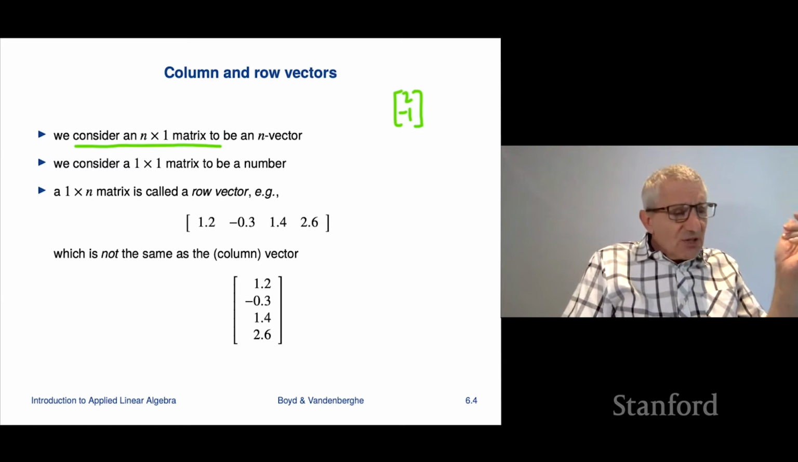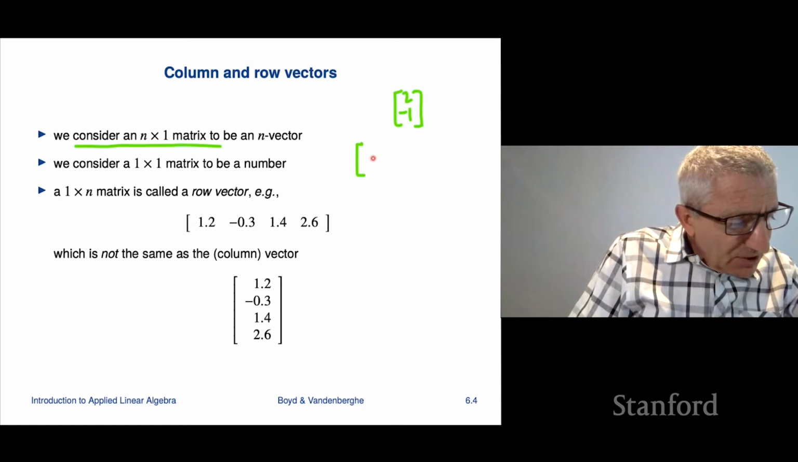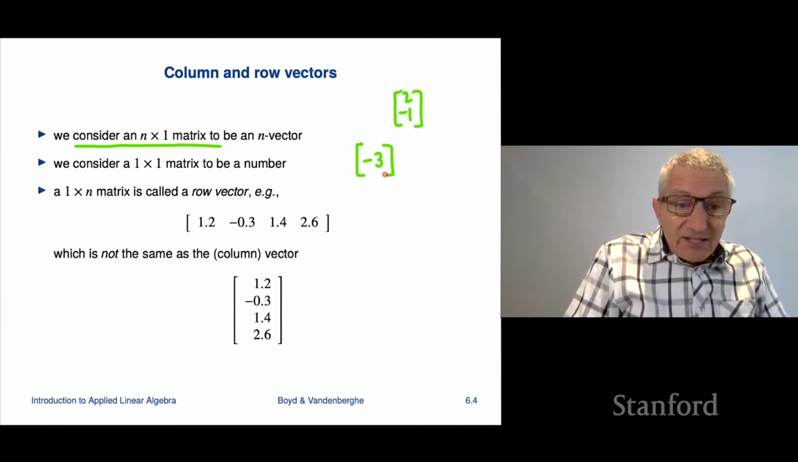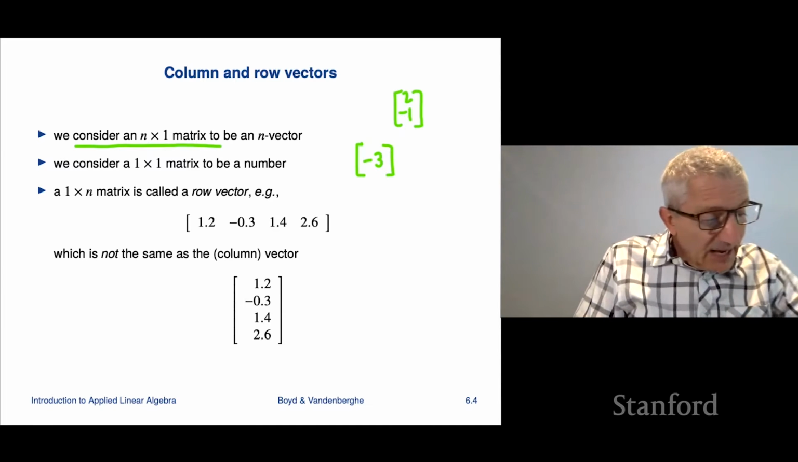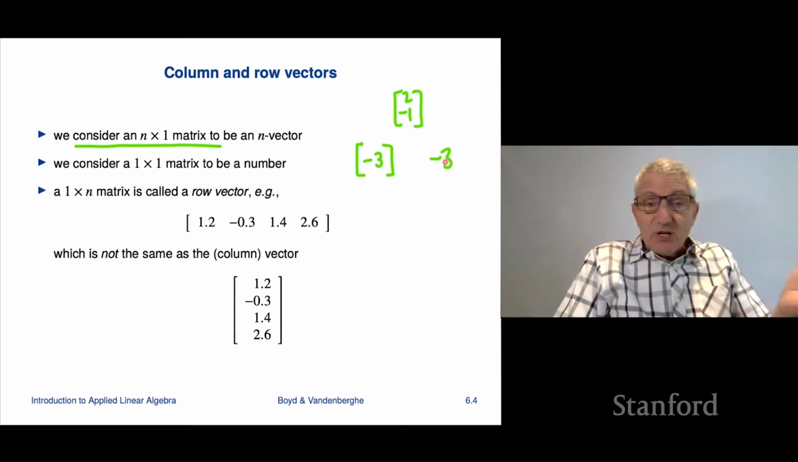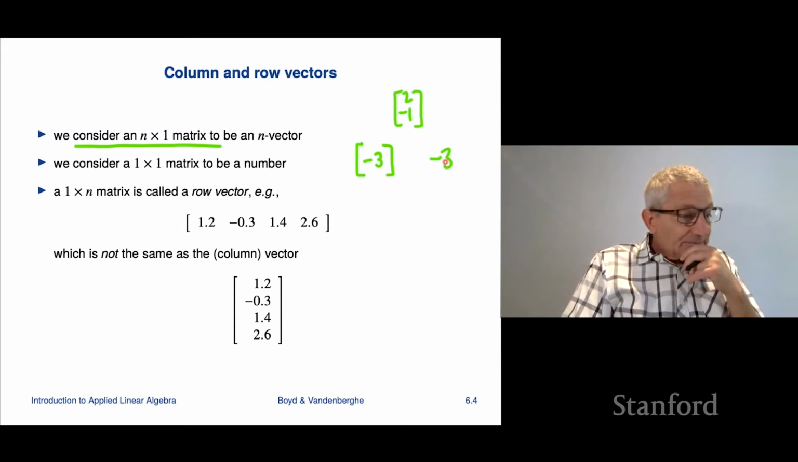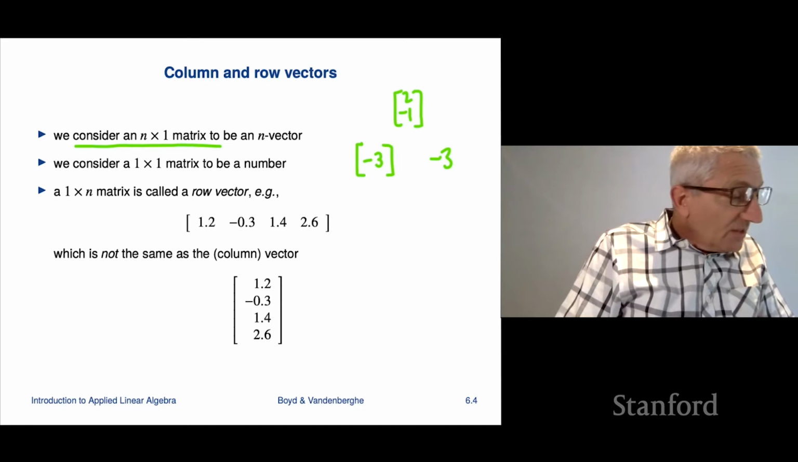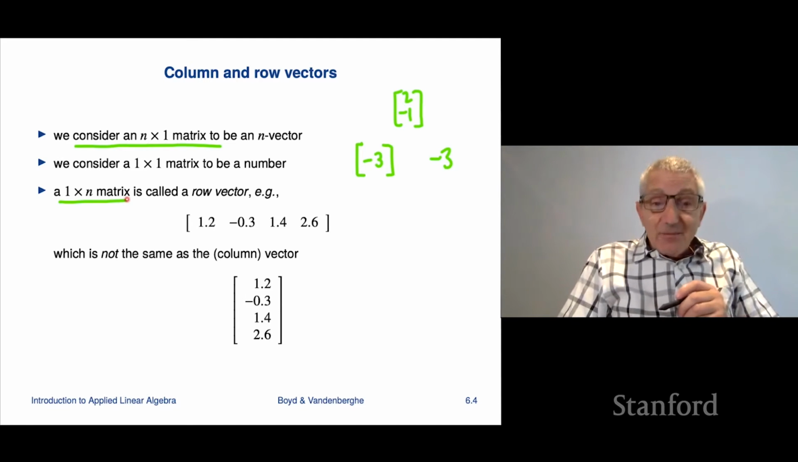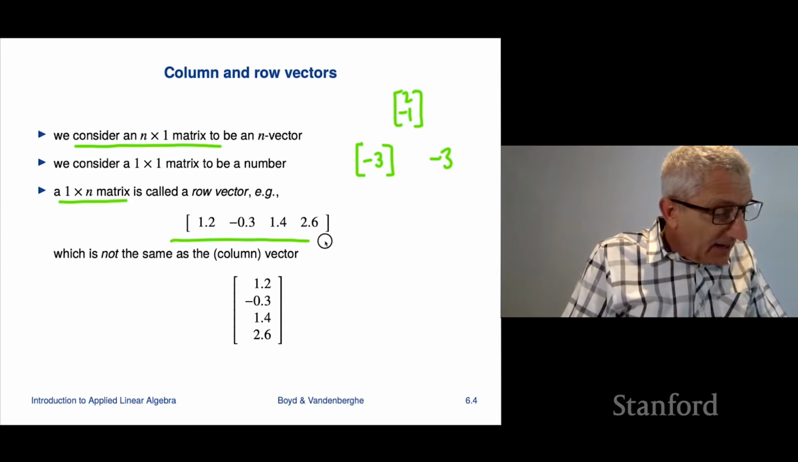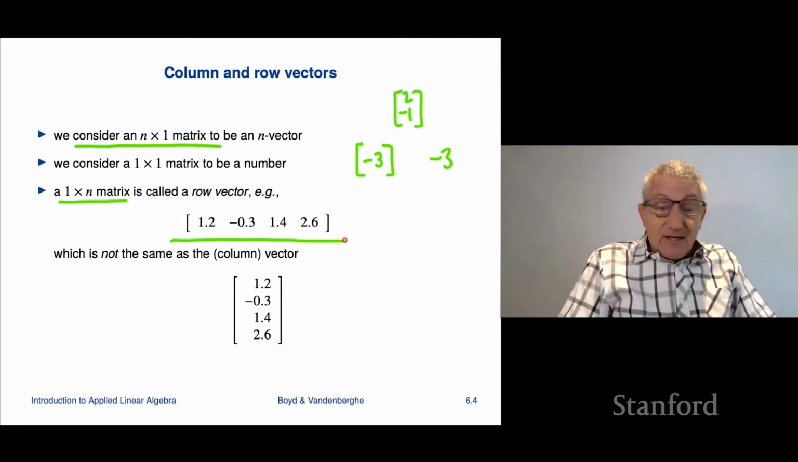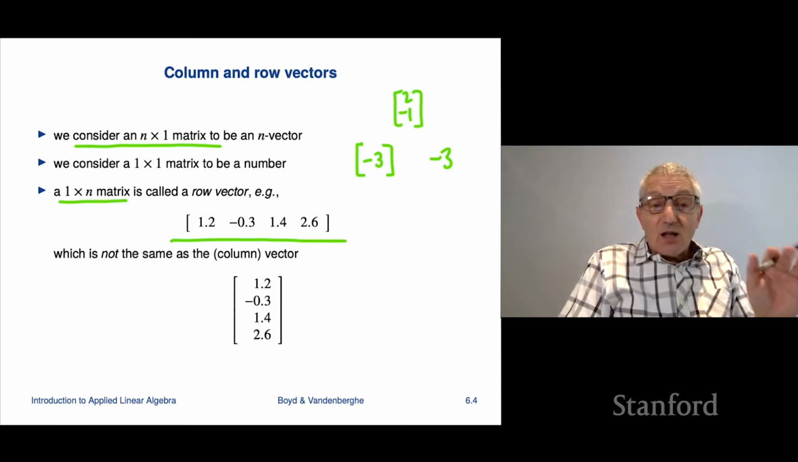We don't really distinguish, for example, between the one vector with sole entry -3 and the number -3. Now, you might ask, what is a 1 by n matrix? That's a super interesting thing. It looks like this: I have square brackets and I have the numbers, but they're in a row, not a column.